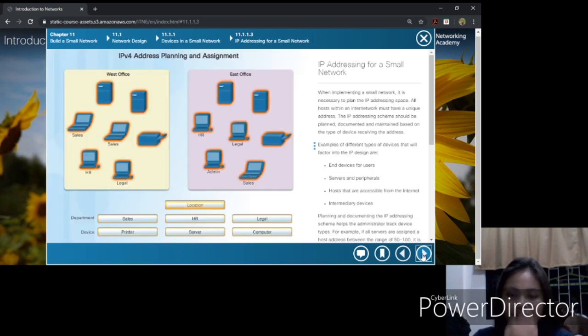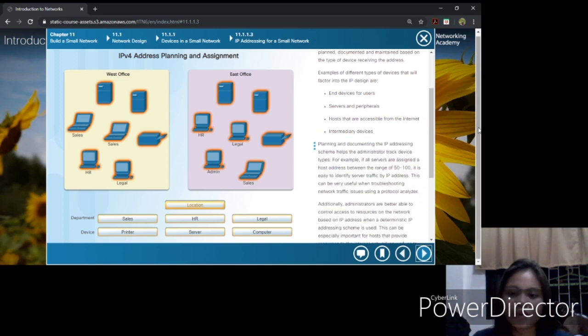Next is the IP addressing for a smaller network. The IP addressing scheme should be planned, documented, and maintained based on the type of the device receiving an address. The IP designs are end devices for users, servers and peripherals, hosts that are accessible from the internet, and intermediary devices.